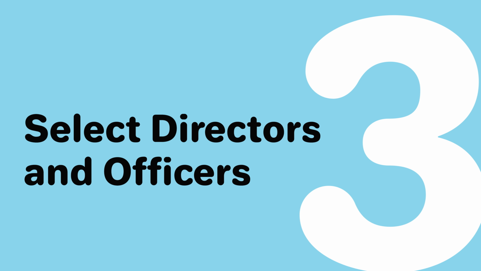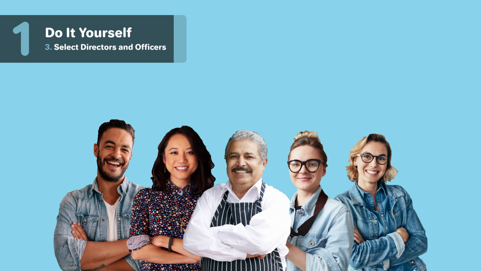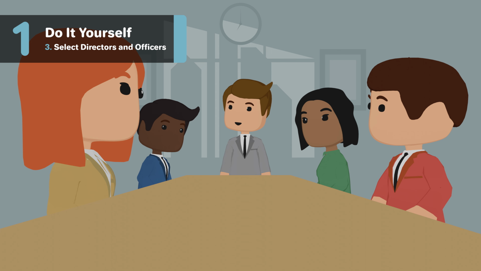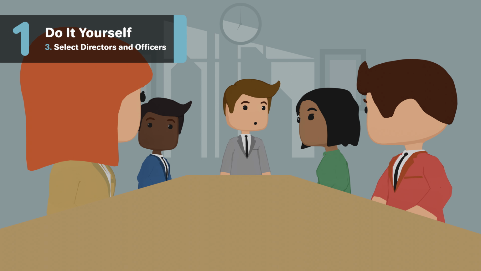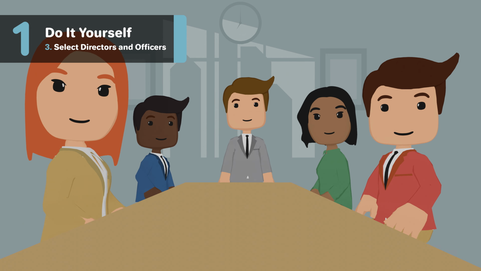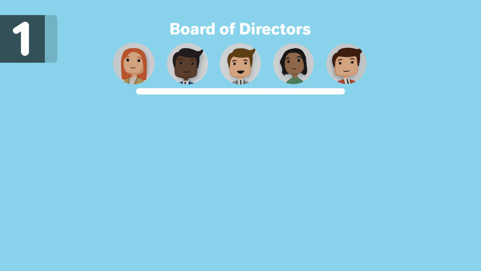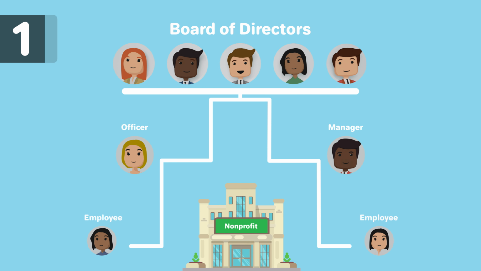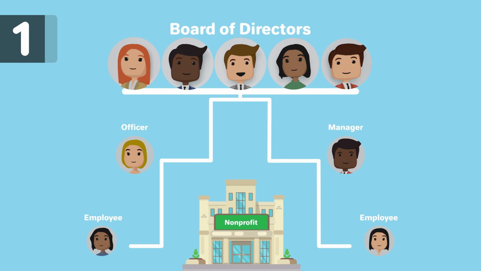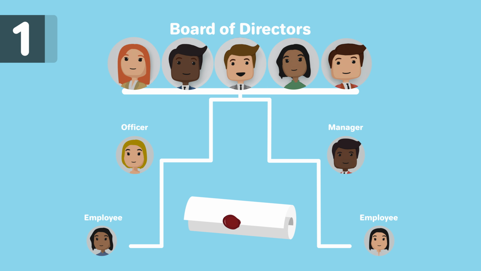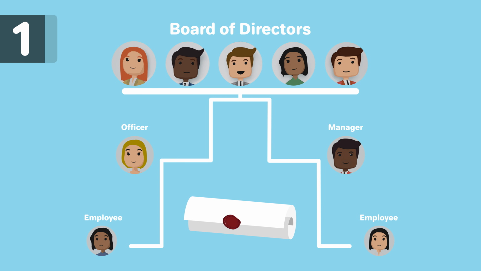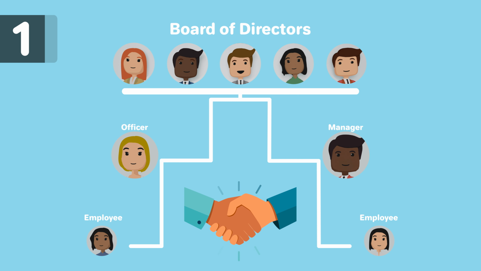3. Select directors and officers. Your nonprofit corporation will be made up of some number of directors and officers. The directors of a nonprofit are responsible for overseeing the operations of the organization. Together, they form the board of directors. The power and influence of the directors over the organization comes from them as a board. The directors themselves do not have any authority as individuals. The board typically creates the policies that govern the nonprofit. They also oversee management-level hiring, such as the company officers.